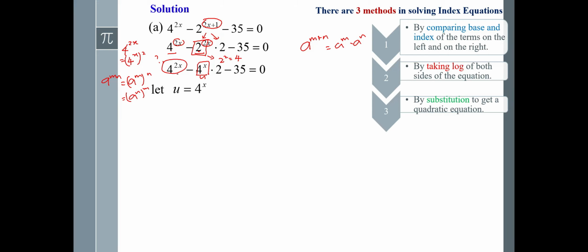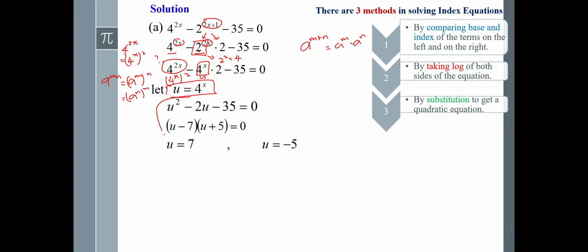So from here, we can just change this as 4 to the power of x, power 2. So since u is 4 to the power of x, you can change this to be u squared minus 2u minus 35. This is just a quadratic equation, and press your calculator. This is your factorization, and then you get your answer for u. Next, just substitute u back to the original expression.